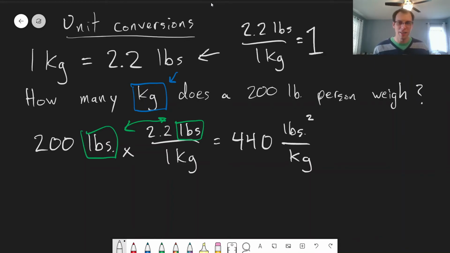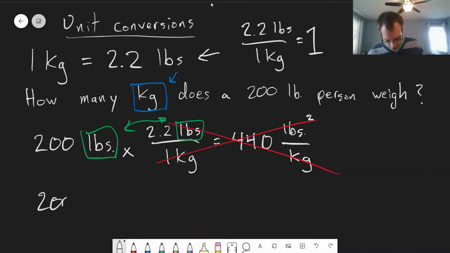The other way to look at this and see if our answer makes sense is that 1 kilogram is more than 1 pound. It takes 2.2 pounds to make a kilogram. So our number in kilograms should be smaller than our number in pounds. Whereas with this fraction, the way we wrote it and multiplied it, we got a number that's bigger, which means we did something wrong. So we can say, okay, this isn't right.